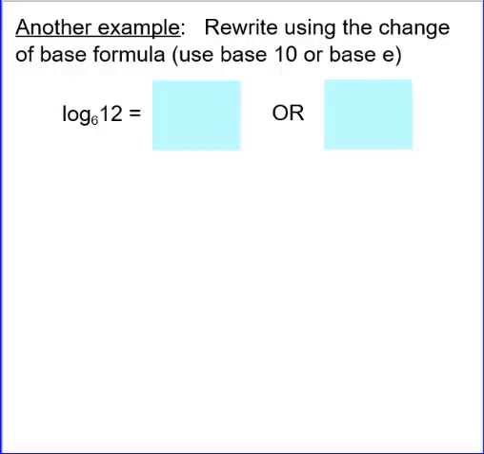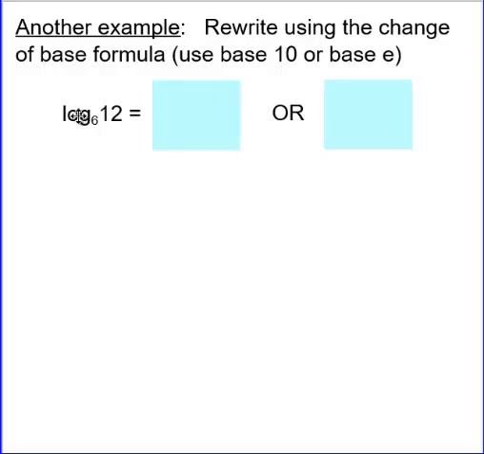Another example of the change of base formula. So we have log base 6 of 12, and all we want to do right now is just rewrite it. First we're going to use the base 10 formula. Remember, the base can be anything as long as it's the same base when you're using the change of base formula. But typically we use base 10 and base e because later, when we want to actually calculate the values, these are the two values that we have on our calculator to help us calculate it.